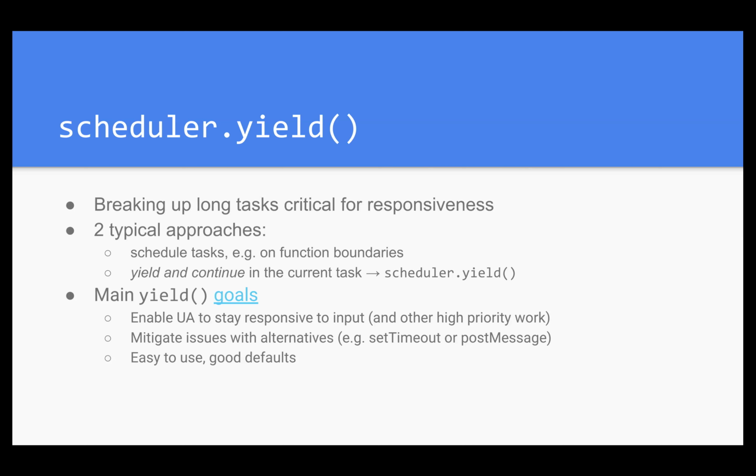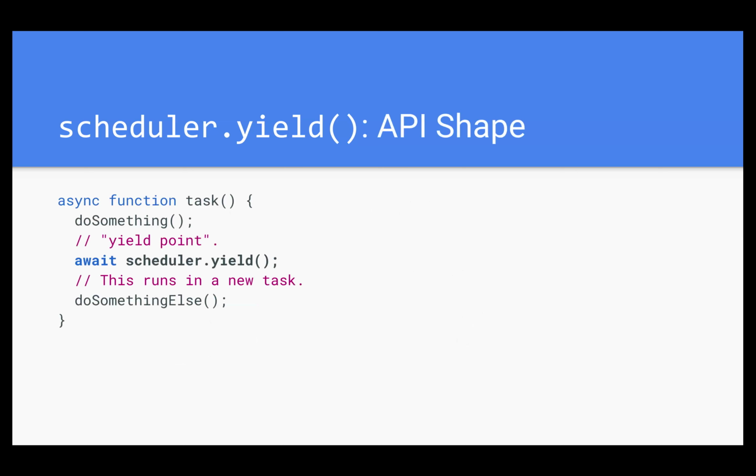As said, the main goal is to facilitate responsiveness, enabling the UA to stay responsive to input and whatever other high priority work the scheduler might see fit. We want to mitigate some issues that I'll talk about in a couple slides, performance issues that come along with yielding if you're just using the existing solutions. And then we want it to be easy to use, with good defaults so that developers can just sprinkle it in, break things up, and hopefully see performance wins.